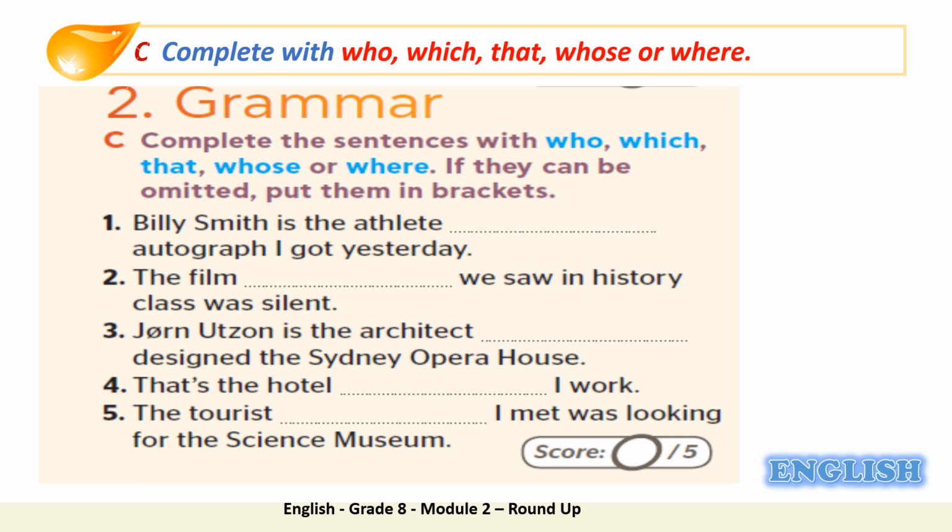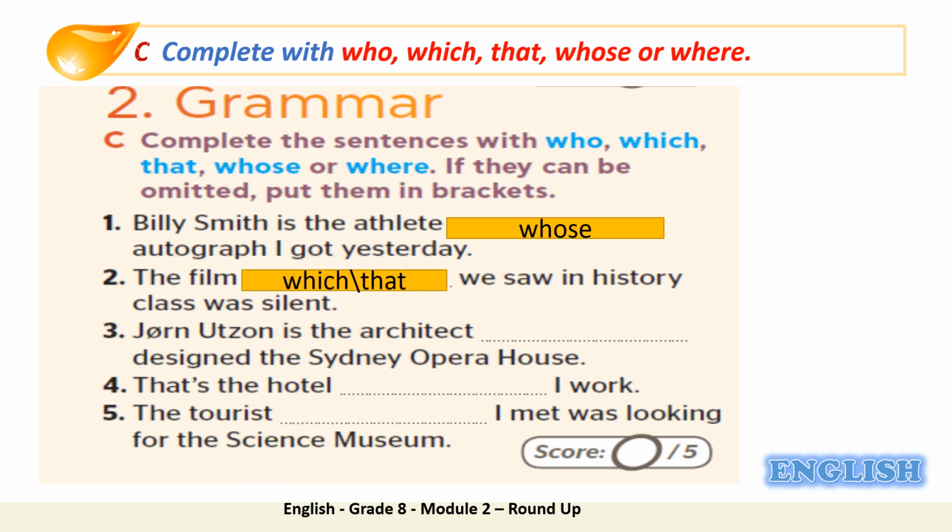Alright, guys, the first one. Bully Smith is the athlete. Excellent. Whose autograph I got yesterday. This is possession, so we say whose autograph I got yesterday. 2. The film we saw in history class was silent. Film, of course, which and that.